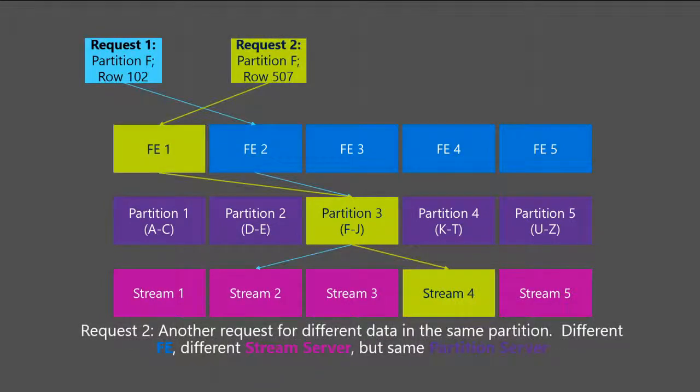Second request, same partition, different row. This request happened to go into a different FE. Again, it's load balanced, but it goes back to the same partition server. Partition server 3 is the one handling partition F. And then the data happens to be on stream server 4 this time.